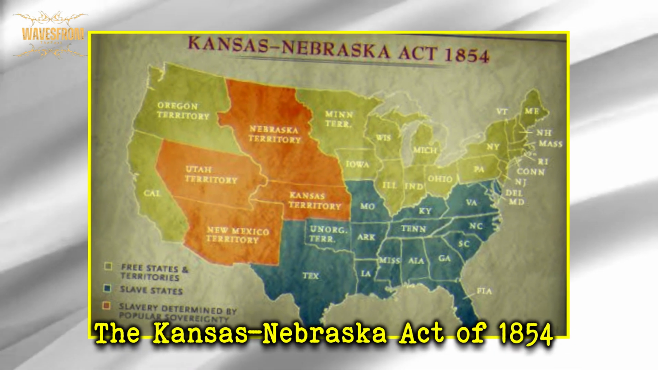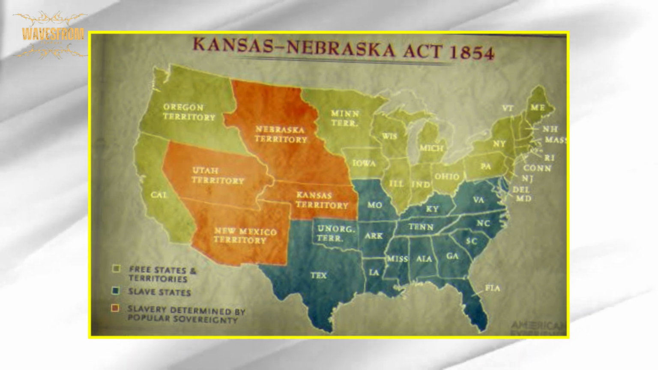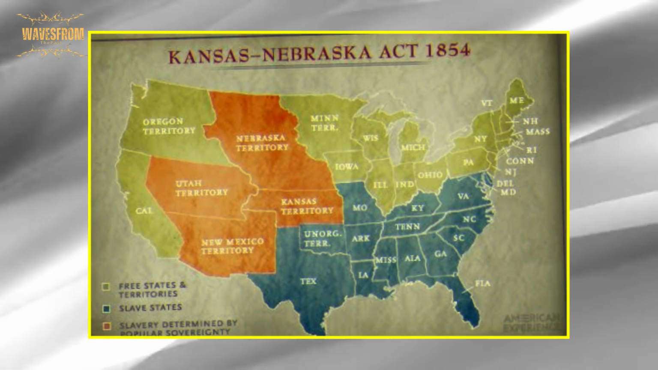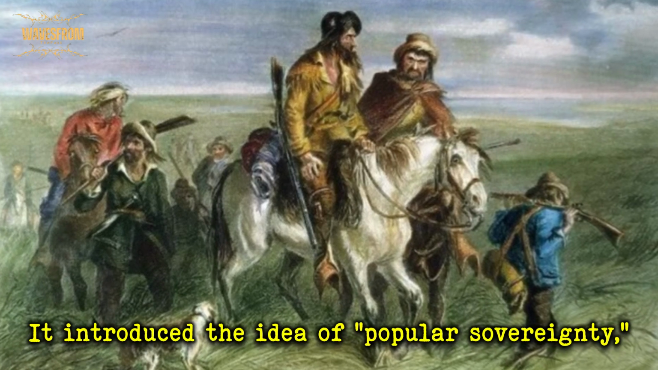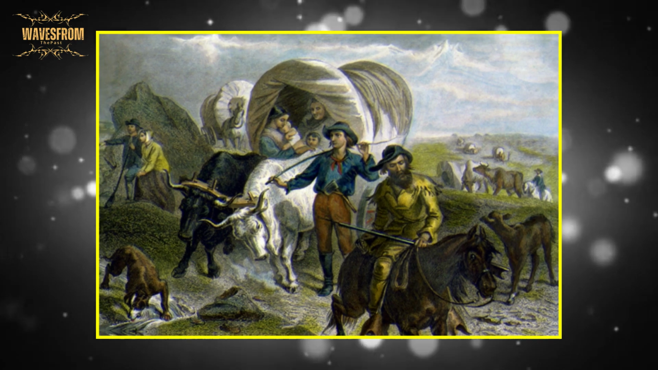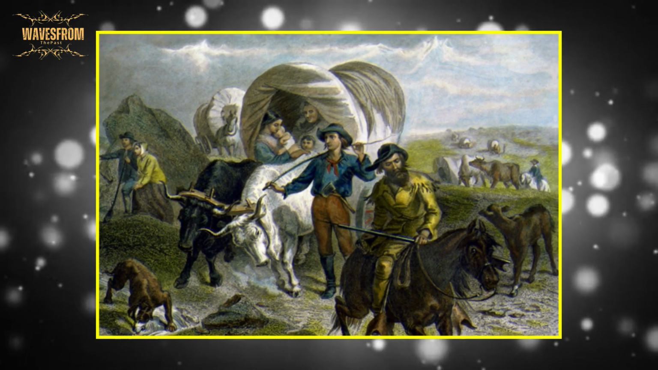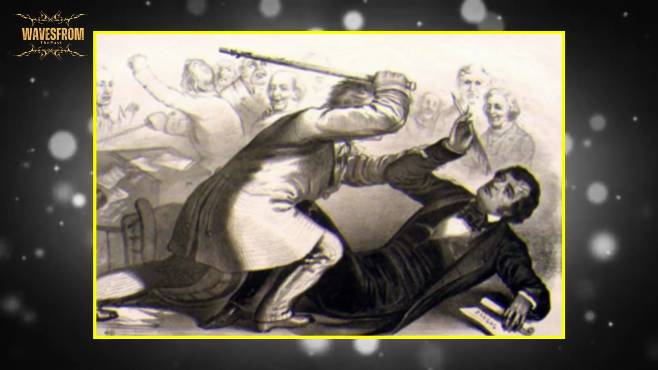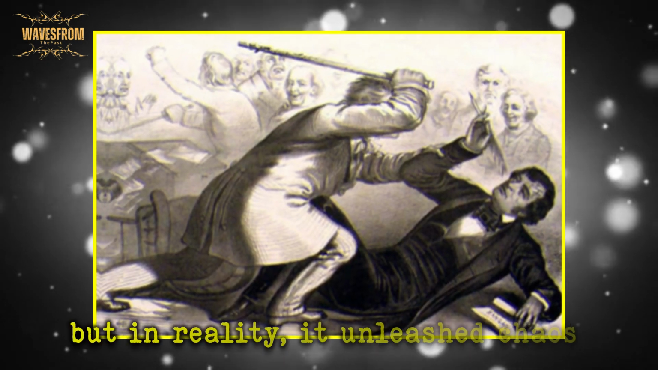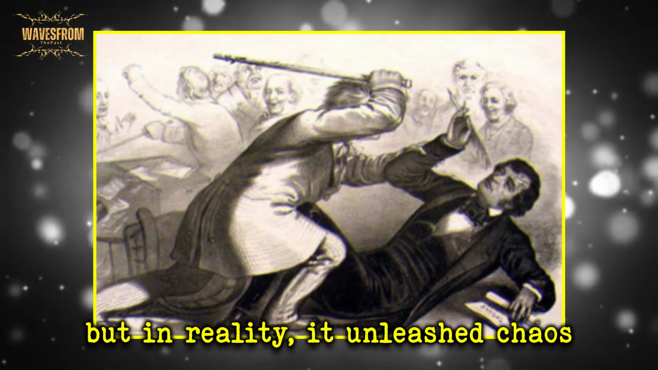The Kansas-Nebraska Act of 1854 was like throwing gasoline on a smoldering fire. It introduced the idea of popular sovereignty, where the people living in the Kansas and Nebraska territories could decide for themselves whether to allow slavery. This sounded like democracy in action, but in reality, it unleashed chaos.